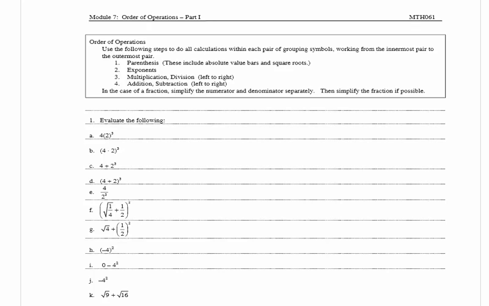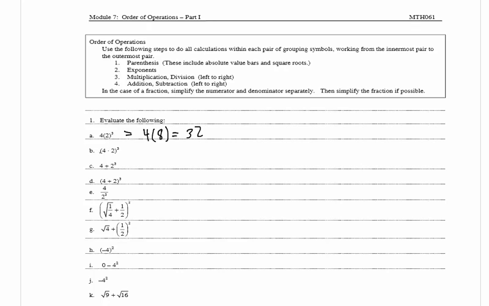We have number 1, evaluate the following. In A, we have 4 times 2 cubed. So the first thing that we want to do is take care of the exponent. So we have 4 times 2 cubed, which is equal to 8. And 4 times 8 is equal to 32.